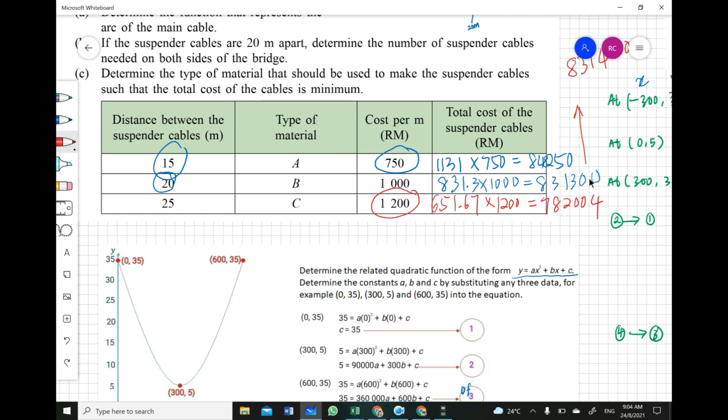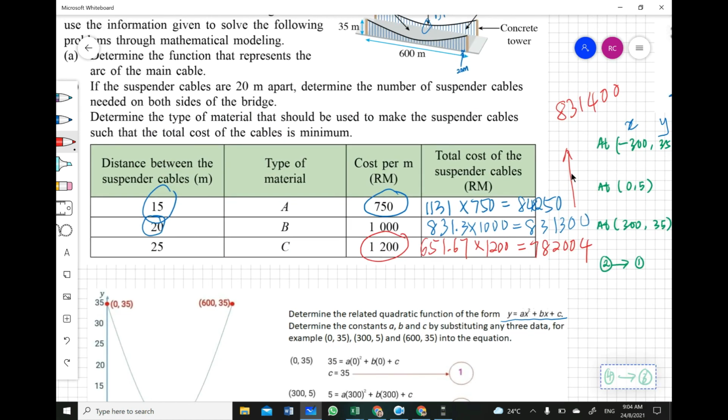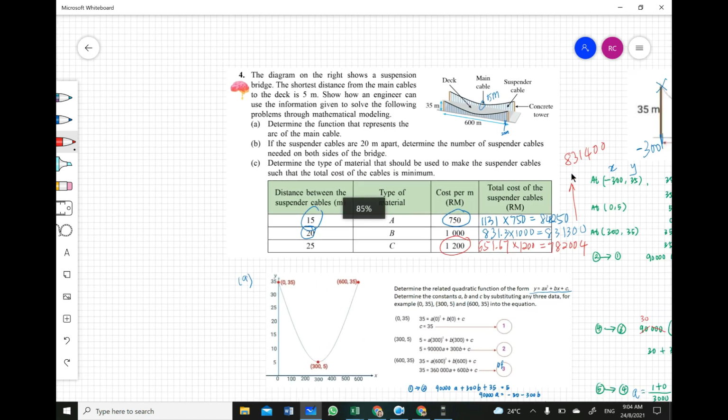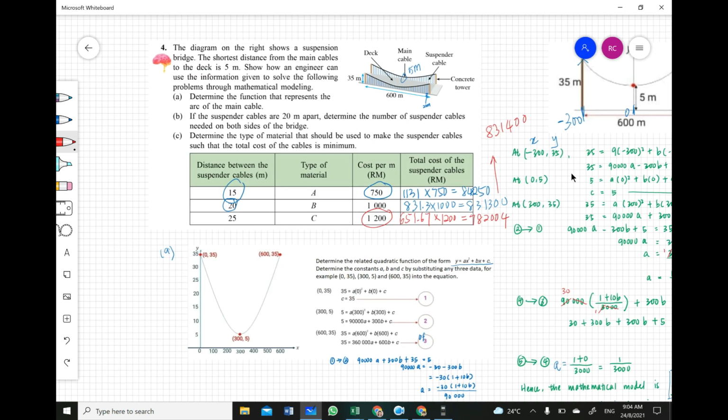So you check your answer later on. Okay, for these two, any question? So we have done the calculation for the last question, which is the hardest one already. Do you have any question else for this question here? No question. Okay, no question.